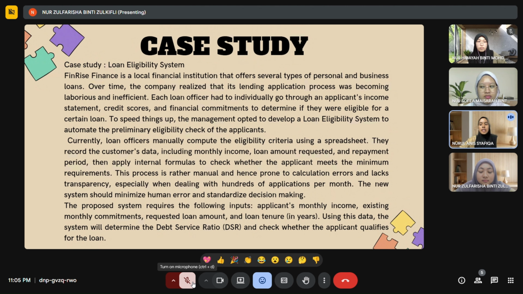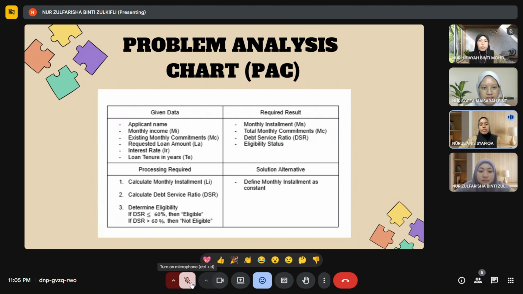In our problem analysis chart, PAC, we define the given data such as monthly income, loan amount, applicant name, existing monthly commitment, requested loan amount, interest rate, and loan tenure. The required result is to determine the applicant's eligibility status. The core logic is based on the debt service ratio (DSR). If the DSR is more than 60%, the applicant is eligible.